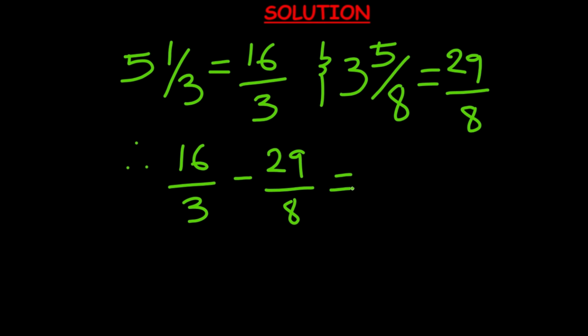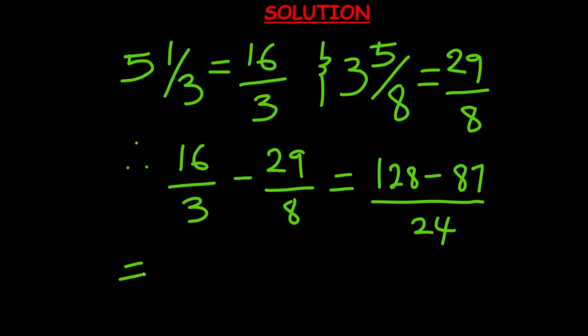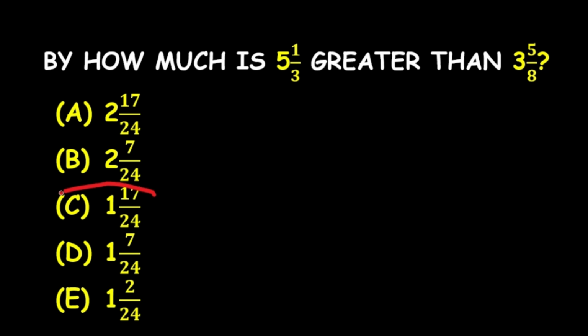The LCM of 3 and 8 is 24. 24 divided by 3 is equal to 8, times 16 gives 128. Minus 24 divided by 8 is equal to 3, times 29 gives 87. All over 24. 128 minus 87 is equal to 41 over 24. Convert 41 over 24 to a proper fraction. Equals 1 whole number 17 over 24. The correct answer is C.